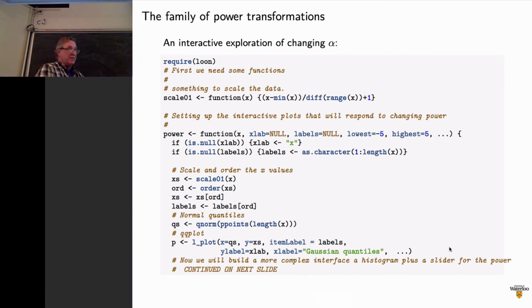So let's get a better sense of what's actually happening here. And to do that, I'm going to look at loon. And so we're going to have some interactive graphics here. I'm going to write a function power. This is going to do all of the work. It's going to take some data and some other information about labeling, etc. And I'm going to go get the normal quantiles for that. I'm going to get a plot of the Gaussian quantiles. I'm going to see the Gaussian quantiles themselves.